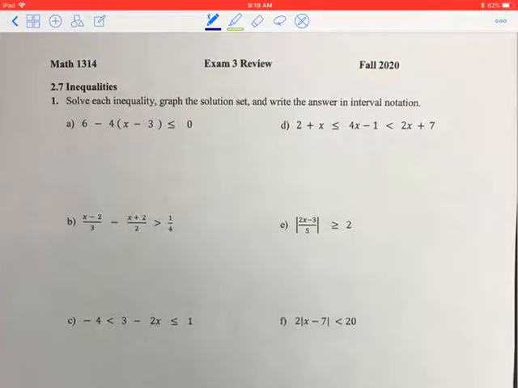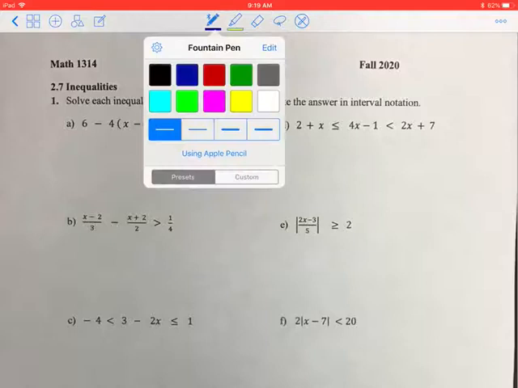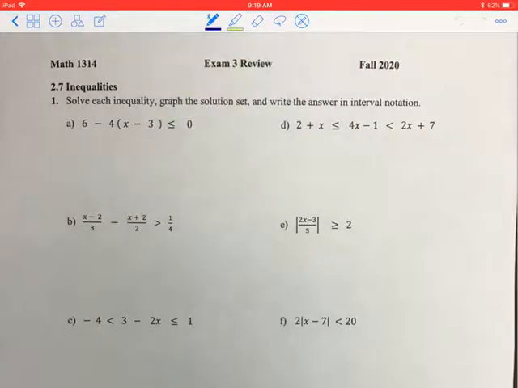We're on the exam 3 review for college algebra. So we're looking at number 1, inequalities. For the first problem, we just have a nice linear inequality. We're going to solve this exactly like we would a linear equation.